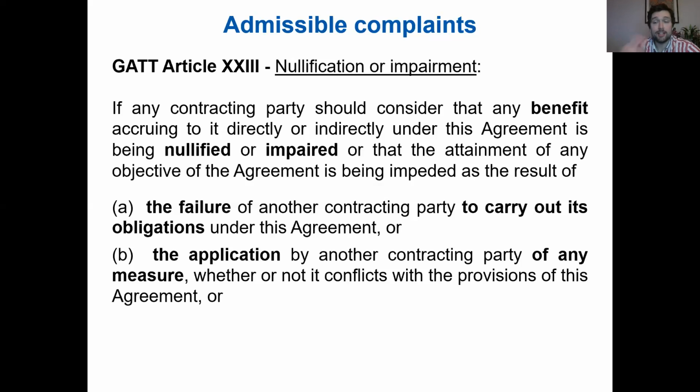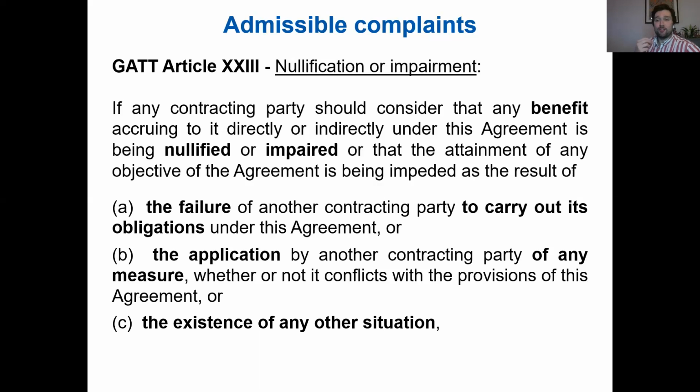And then, to make the situation even worse, let's read 23(1)(c), the existence of any other situation. Having read that, we understand that any nullification or impairment of the benefit accruing directly or indirectly to WTO members under the agreement can be challenged before the WTO dispute settlement body, can be subject to a formal complaint. And it does not necessarily mean that it could only happen in case of violation of rules.